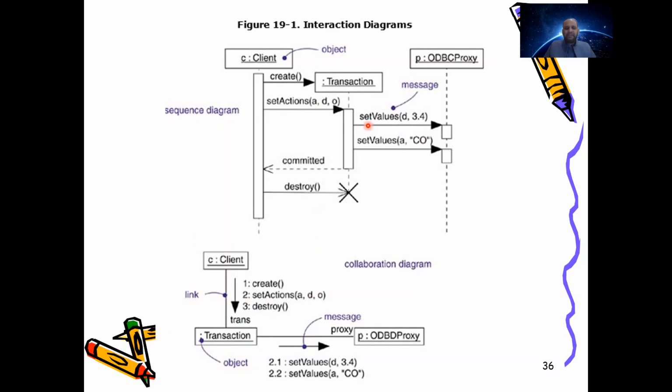Then this is the third message, destroy. But here these messages are coming as 2.1, set action, then 2.1, set value message being sent to ODBC proxy, then 2.2 message, set value message being sent to here, and then the third message destroy is being sent to the transaction from this diagram. So it is an example of the same concept depicted in sequence diagram as well as in communication diagram.